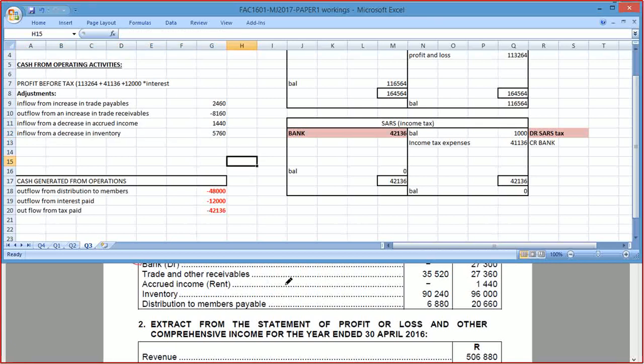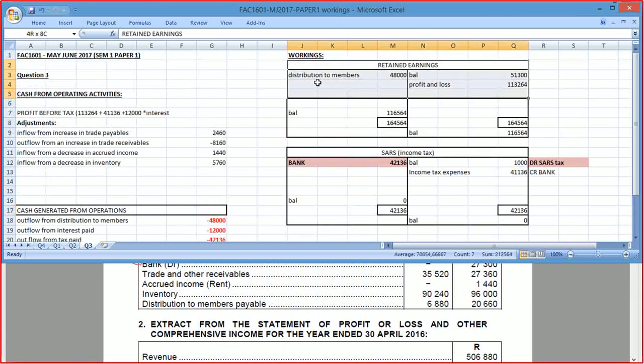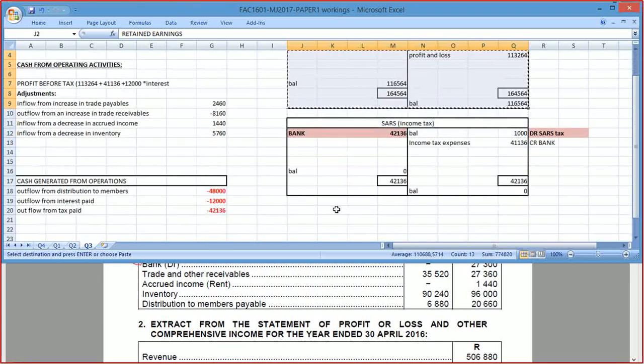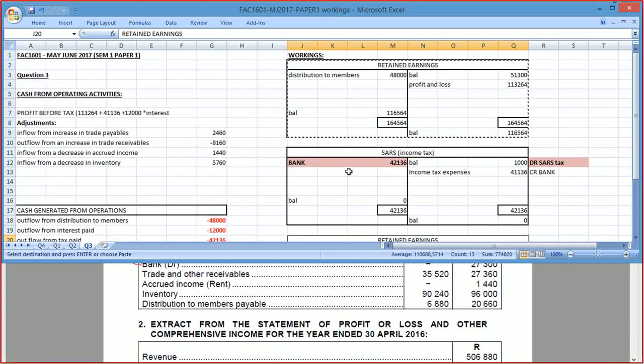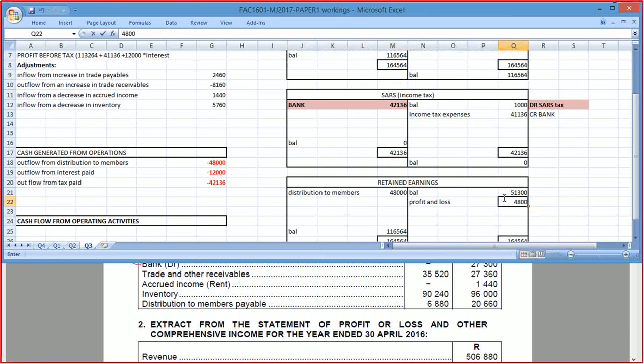Okay, so do I need the distribution to members payable? Yes, you should draw one up just to check. There shouldn't be anything in there, but I just want to show you. Distribution to members was 48. So you'd have 48 here, and that would have come from the retained earnings.